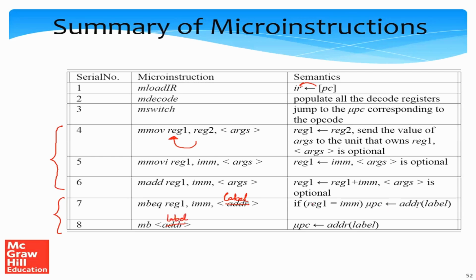So here, whatever is the address corresponding to the label in the microprogram, that will be set to the value of the micro PC. And mb is an unconditional branch. So in this case, we will jump to the label in any case. So the micro PC is set to the address of the label. So these are the only 8 instructions that we introduce, and we'll use these 8 instructions to do all our work.